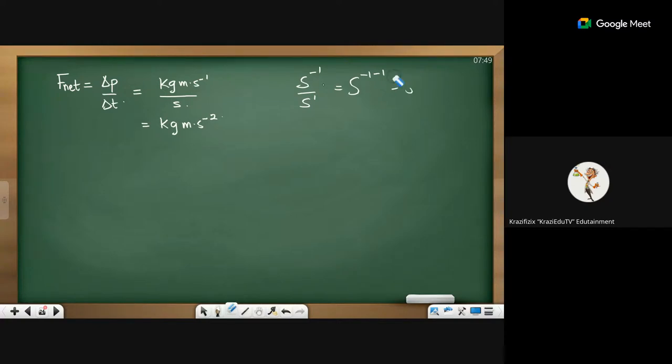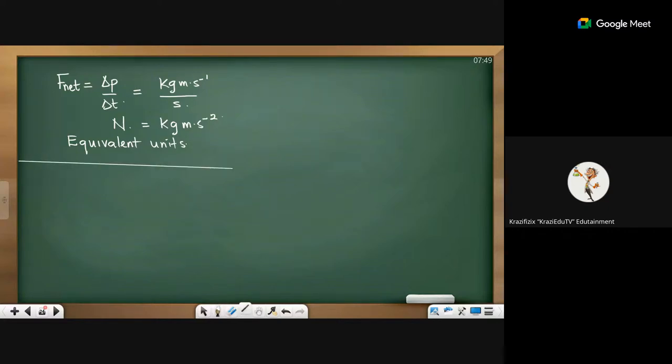Okay, good. So this is what we have. Now, I want you to see something. So it means F net can be measured as kilogram meter per second squared. And what is the unit of net force? It is Newton. This is what you call equivalent units.